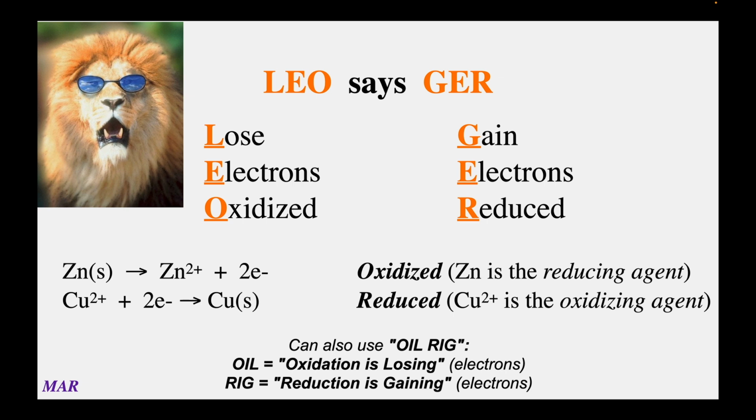Anyway, if you don't like my "Leo the Lion says GER," which is fine, you can use OIL RIG. Oil means oxidation is losing, rig is reduction is gaining. Either way you want to do it is fine. But understand the terms oxidized and reduced, and know that the agents are the opposite. So a reducing agent is something that's been oxidized, and an oxidizing agent is something that's been reduced.